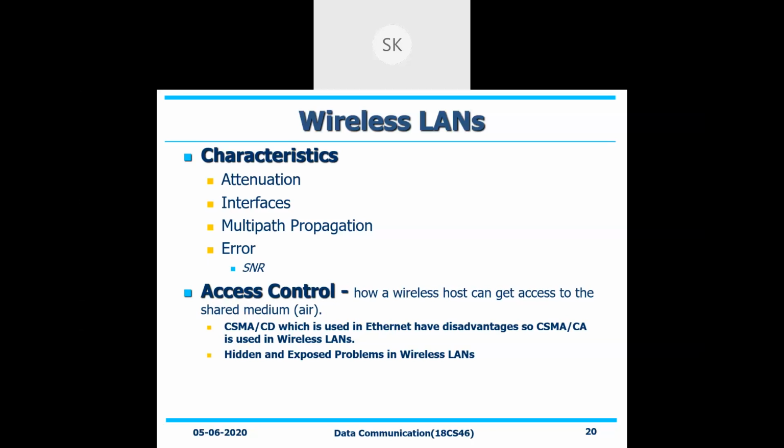The next characteristic of your wireless LAN is interfaces. Which type of interface you are having, which type of wireless router, how much is the range of that particular wireless router, all those interfaces play a vital role. Next one is multi-path propagation.